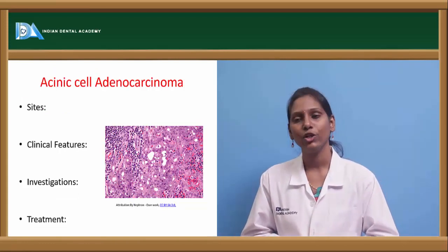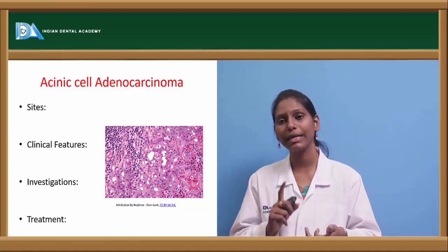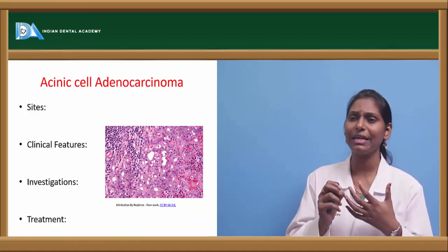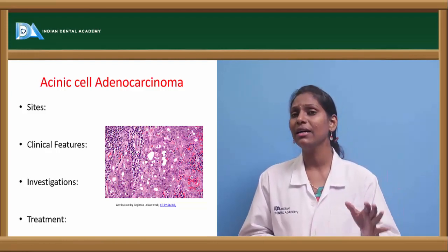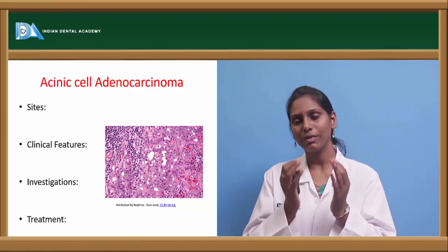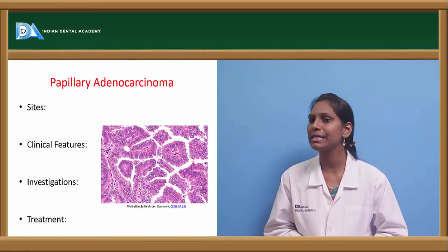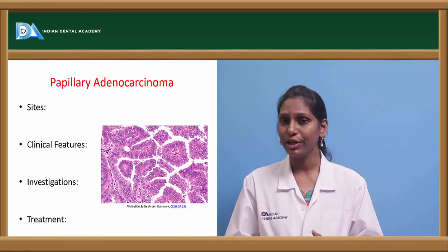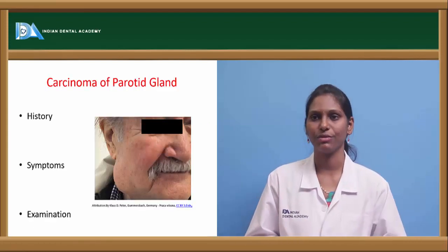Next is acinic cell adenocarcinoma. This acinic cell adenocarcinoma is usually seen in the parotid. Women are more commonly involved, in the 5th to 7th decades of life. Again a slow growing one. It is very rare and a low grade malignancy, which does not pose much of a risk. Usually the swelling is round or ovoid in shape, and it involves the lymph nodes. Investigations are again similar, sialogram. Your MRI again gives you a better diagnostic value, and treatment is again resection. You have to do surgical excision.